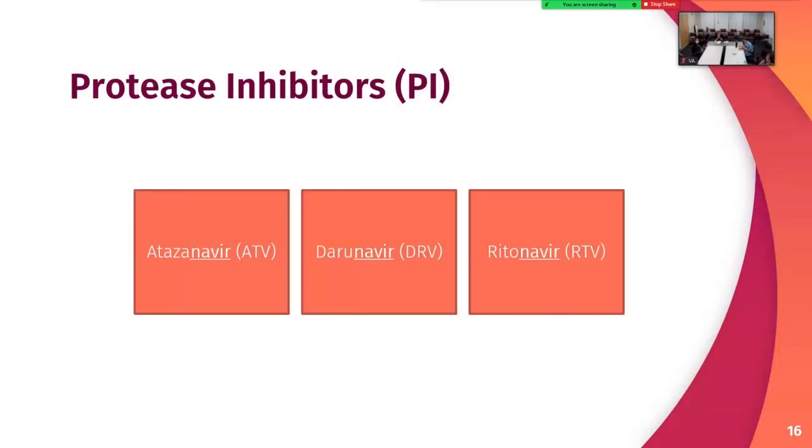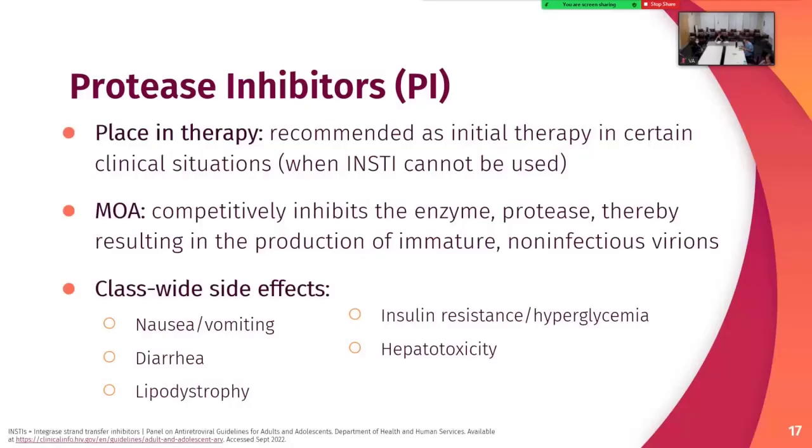Moving into our protease inhibitors, our PIs, this is going to be atazanavir, darunavir, and ritonavir, where ritonavir is mainly used as a boosting agent only. So if you see it in a treatment regimen, make sure to recognize that that's more of a booster agent and not necessarily an active ART therapy. Our protease inhibitors are again recommended first line similar to our NNRTIs, but mainly in patients that can't take an INSTI, based off intolerance or resistance patterns. They work by competitively inhibiting the enzyme protease, which prevents the HIV virus from maturing, making it non-infectious.